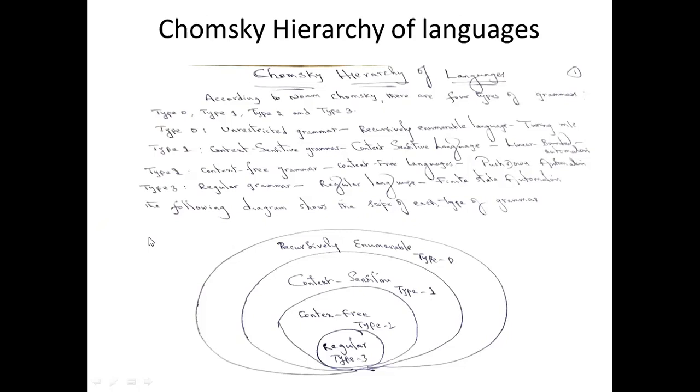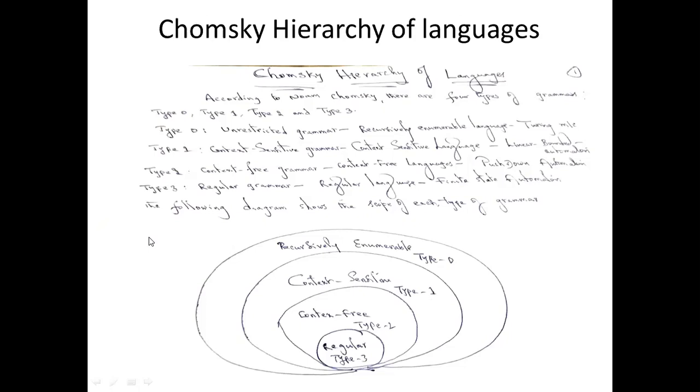So type 0 grammar is unrestricted grammar because it does not have any restrictions on the left side part as well as the right side part. This unrestricted grammar produces recursively enumerable language. Whatever language is produced by unrestricted grammar, that language is called recursively enumerable language. That language can be recognized through a Turing machine. We have so many types of automata, and this is one of the machines, the Turing machine. This is the superior machine. A Turing machine recognizes recursively enumerable languages which are produced through unrestricted grammar.